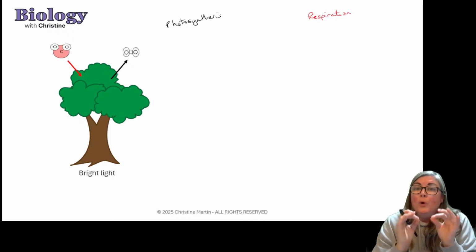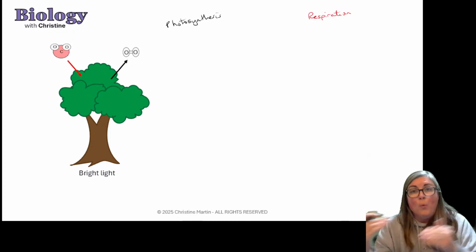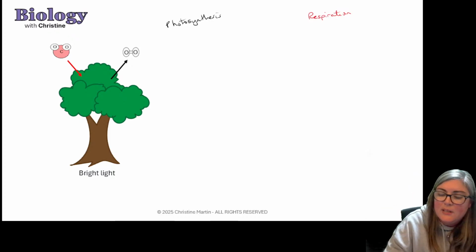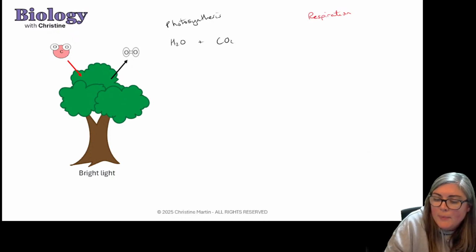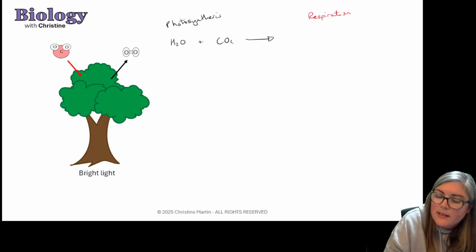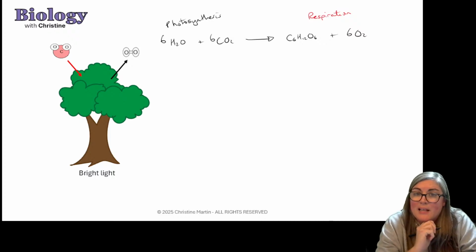It means they want you to bring in both. They're checking if you know that photosynthesis is in one direction and respiration is in the other. So if I start with photosynthesis and I say, okay, I've got water, I've got carbon dioxide, and when I have water and carbon dioxide, I will then make my glucose and my oxygen. And remember, your sixes, if you're a higher level student, you must be able to balance that equation.